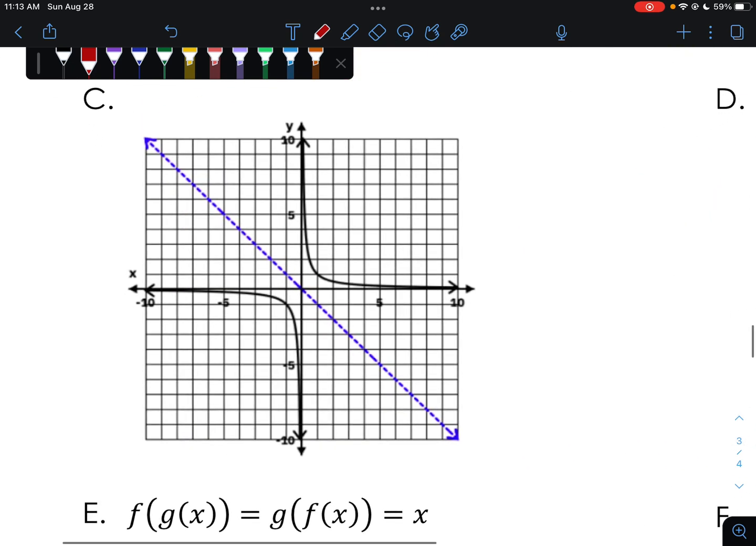Okay, if I look at C right here, if we did not know what it should be symmetrical about, we would think that these are inverses. But this line right here is actually y equals -x. And it's not symmetrical about y equals -x. It should be y equals x. So this right here is not an inverse because it's not symmetrical about the correct line.